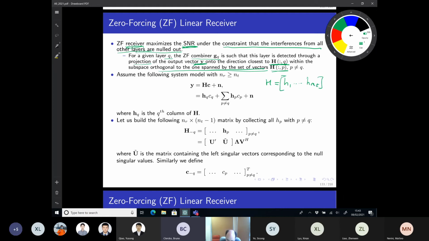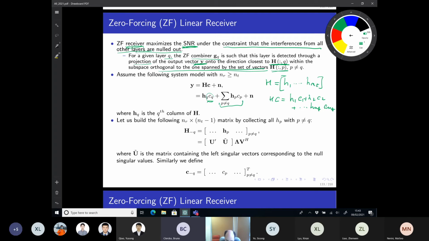Okay, so I have here H multiplied by C is essentially H1 C1 plus H2 C2 plus all the way HNT CNT. I can have the scaling factor 1 over square root of NT if you like, but that does not change anything. Right, so this is what we have here, but now I want to stress specifically my stream Q, right? So when I want to decode stream Q, I now have the interference from NT-1 streams here, right?